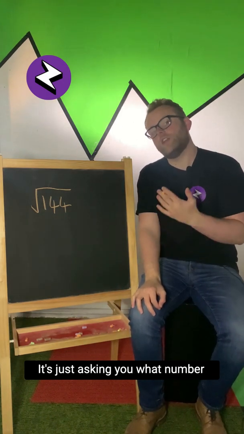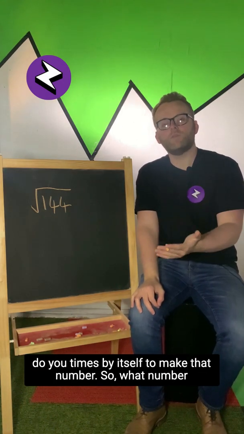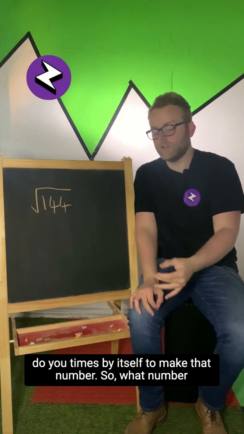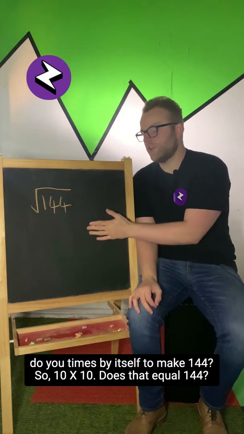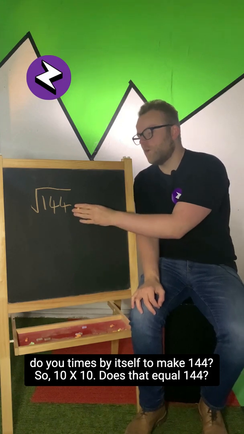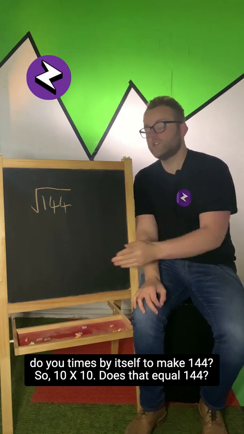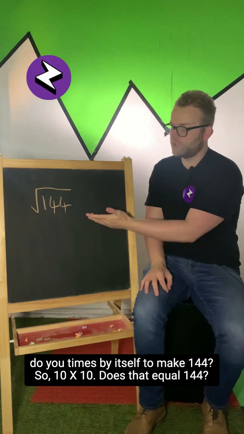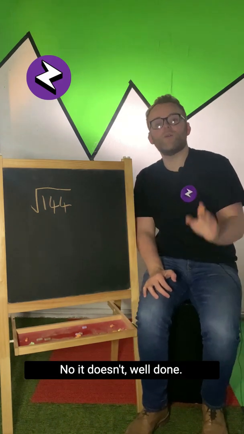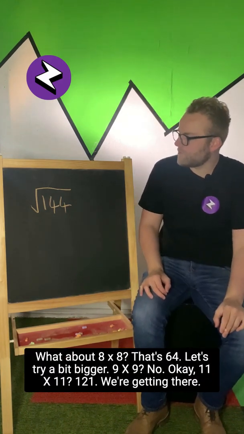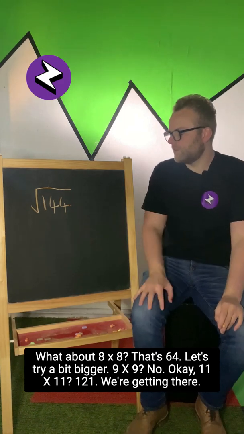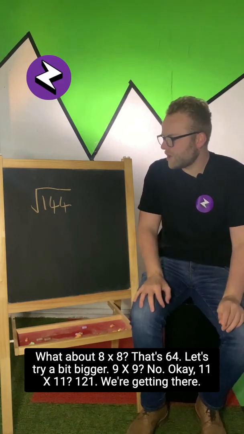It's just asking you what number do you times by itself to make that number. So, what number do you times by itself to make 144? So, 10 times 10, does that equal 144? No, it doesn't. Well done. What about 8 times 8? Oh no, that's 64. Try a bit bigger.